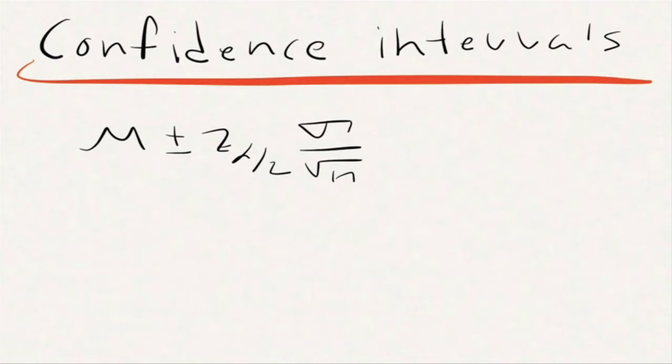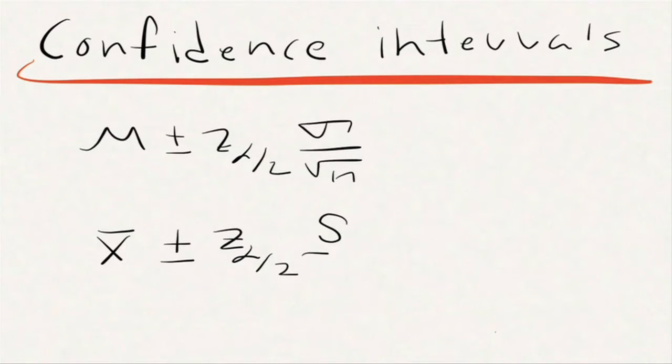N, for a population parameter. Since we're dealing with the population, if we were dealing with a sample, then this would be x bar plus and minus still a z alpha over 2, unless you're being really technical with this, the t distribution, and then it's going to be s divided by the square root of n.